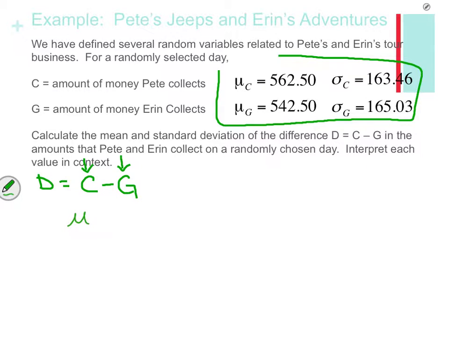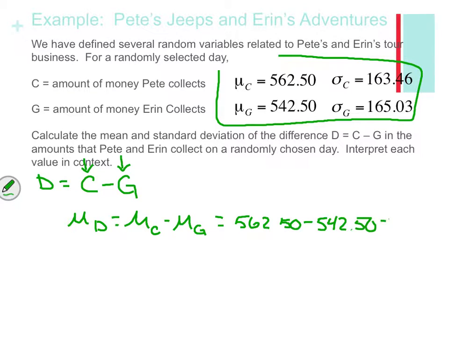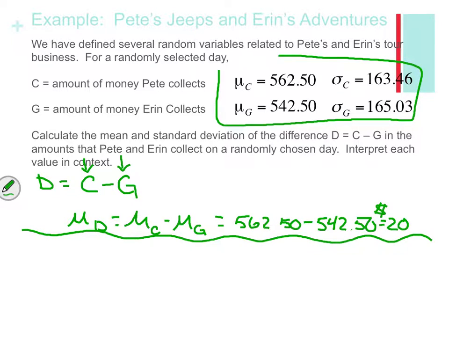Okay, so the mean is easy, because the mean is just going to be their two means combined, subtracted. In other words, on average, Pete would collect $20 more per day than Erin does. And then the standard deviation. The standard deviation is going to be found from their variances, and we're going to be adding their variances. Right here, I don't have their variances; I actually have their standard deviations, so I'm going to have to square those values to get my variances.